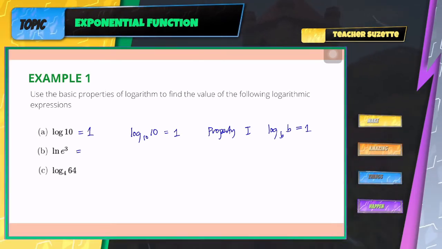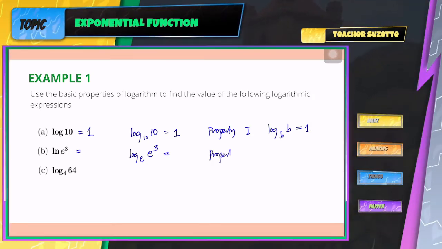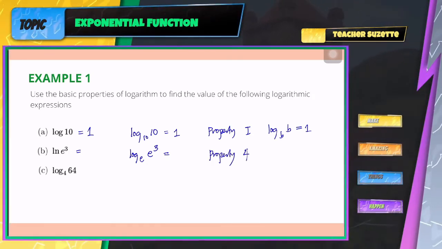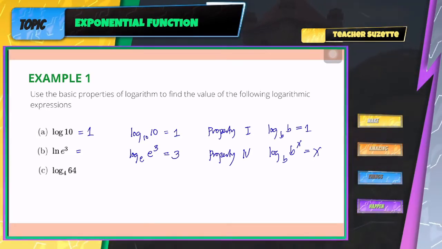Next, we have the natural logarithm of e raised to 3. We know that the natural logarithm has base e. So, we have the logarithm of e raised to 3 with base e, and using our property number 4, which says that the logarithm of b raised to x with base b is equal to x. For this instance, our x here is equal to 3. So, therefore, the natural logarithm of e cubed is equal to 3.